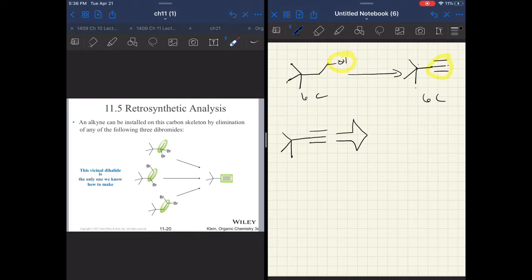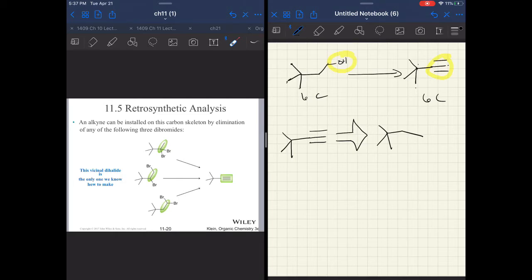Now, you may start off in the wrong place. And I'm going to purposely make a mistake here so that we can talk through it. There are several different ways that we could make this triple bond on this carbon skeleton. We need a dihalide and NaNH2. So where are those halogens going to be?